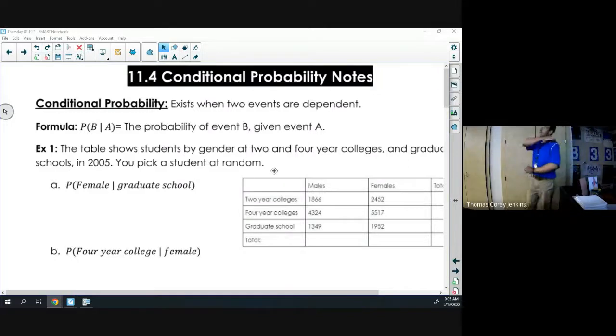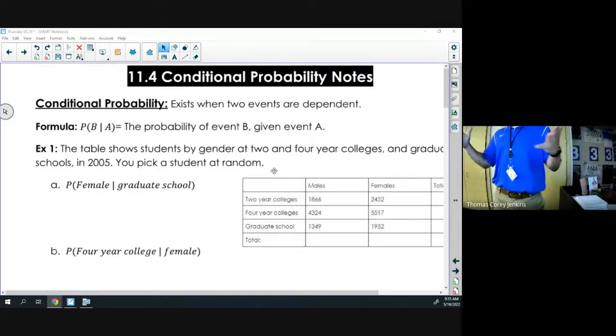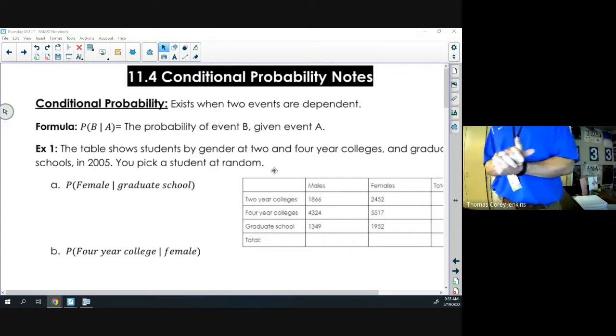All right, guys, so we'll go ahead and get to it. 11.4, this will be the last new thing we cover all year. You'll have another optional Math Excel to go with this, and so here we go.